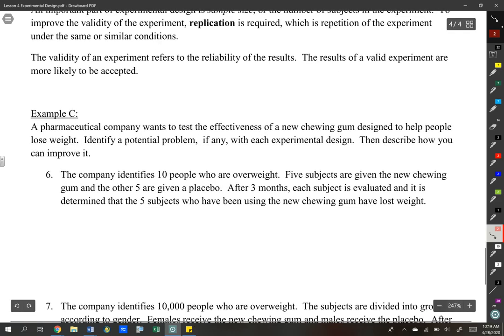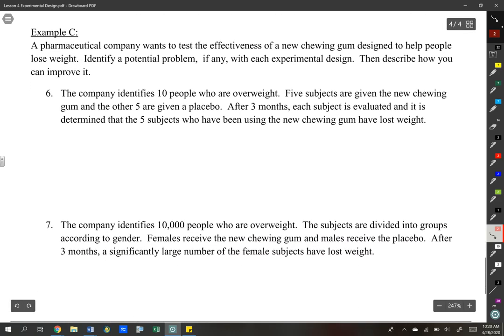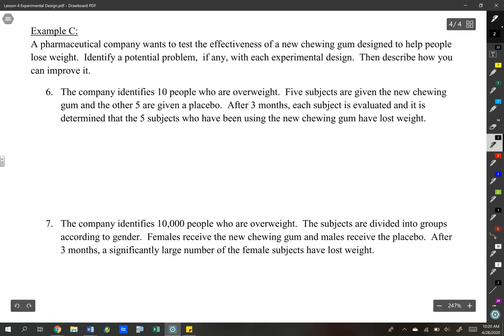All right, so we've got a couple more examples here. Be prepared to write some more. A pharmaceutical company wants to test the effectiveness of a new chewing gum designed to help people lose weight. Identify a problem, if any, with each experimental design, then describe how you can improve it.